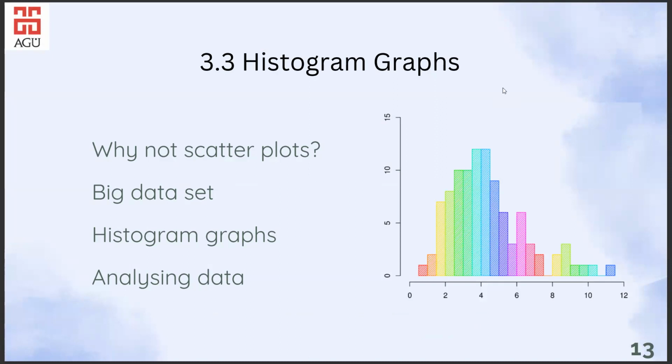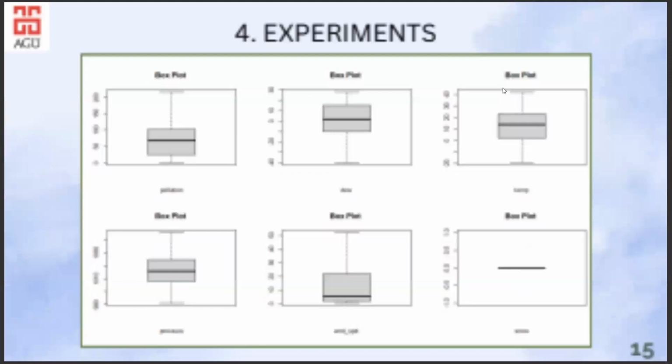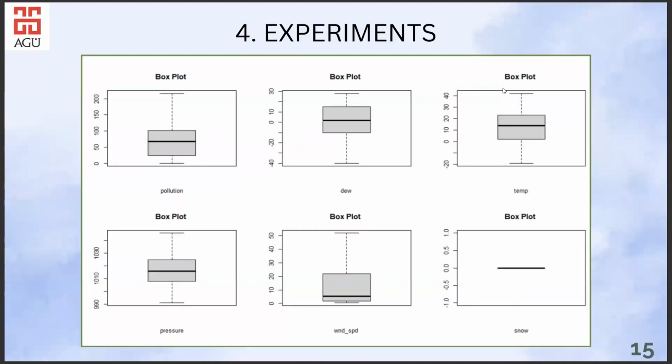After the multilinear regression model, since our data set was too large, we wanted to find histogram graphs of our data instead of scatter plots to analyze our data set. Next page. Finally, we reached the resulting graphs in the experiment section. This box plot shows the outliers of our pure data set for pollution, depth, temperature, pressure, wind speed, and snow. Next page.